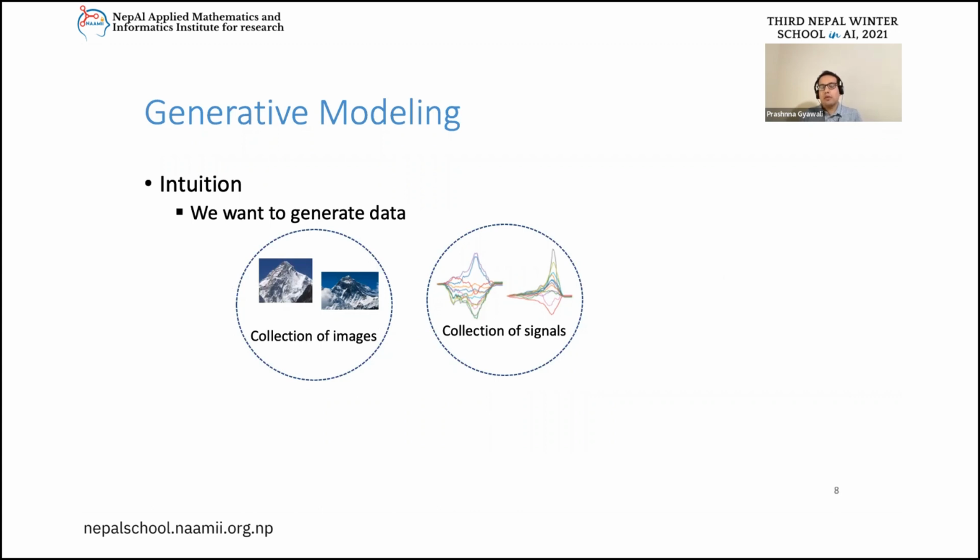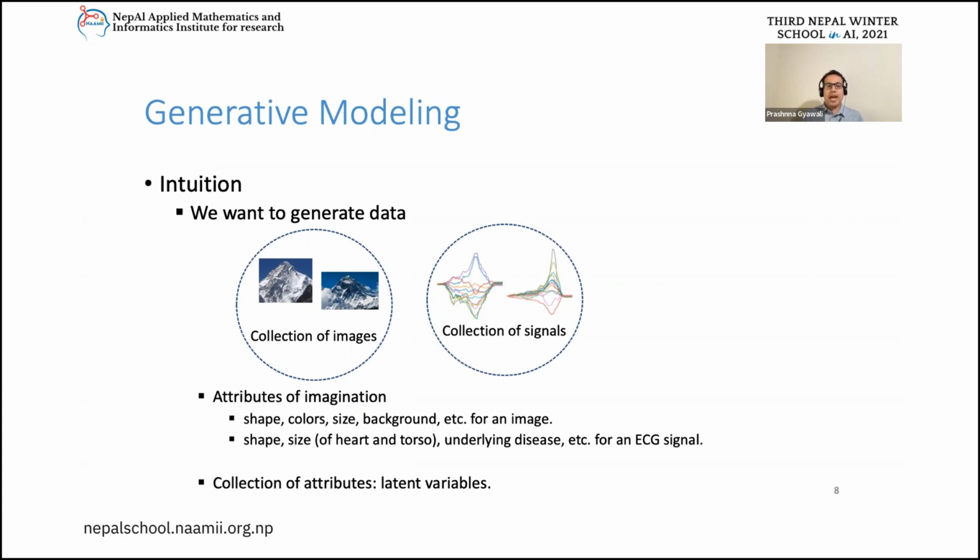If I were to ask you to generate some images of mountains, or in other words, if I were to ask you to draw something, then how would you have done it? If I were to imagine that, I would first start with some shapes or the colors, and then draw some background, and maybe then only I would start to fill in the details. So in the same way, we can think of those attributes as the attributes of imagination. For the image, those attributes could be, as I just said, shape, colors, size, the background, and so on.